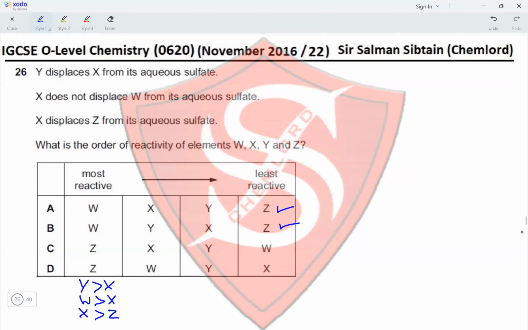So this eliminates options C and D. Then would come X. So this eliminates option A. Before X, we get Y, which is more reactive than X. And out of these, the most reactive would be W because that is the one that is left. Therefore, option B is the correct option for this question.